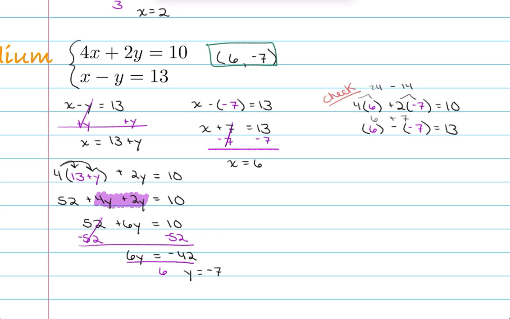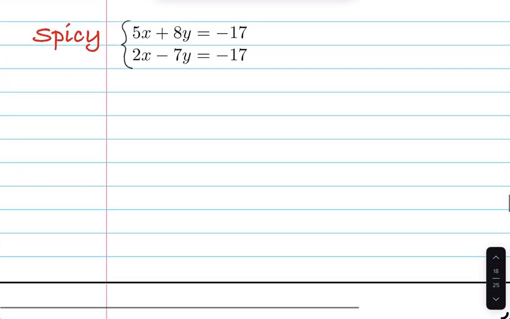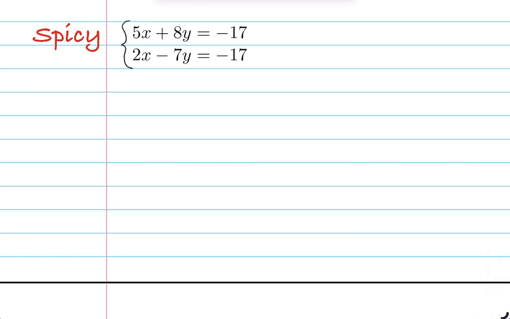So in a perfect world, to use substitution, we are going to look for those variables that are by themselves. Well, in our spicy example, we see what happens when we can't always do that. Okay, so take a look at this one. We have 5x plus 8y equals negative 17, and we have 2x minus 7y also equals negative 17. So we are going to go through this one and show you what it looks like when you can't always look for a variable by itself.